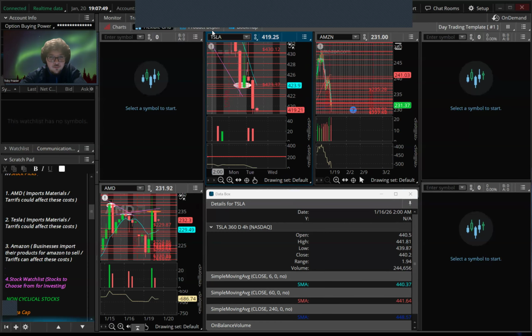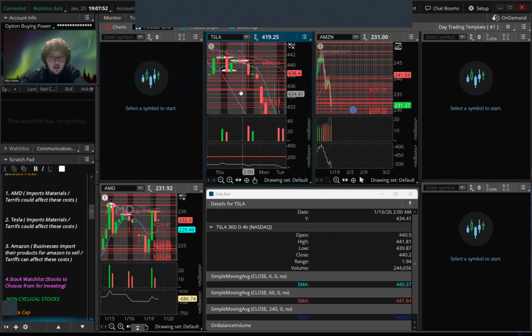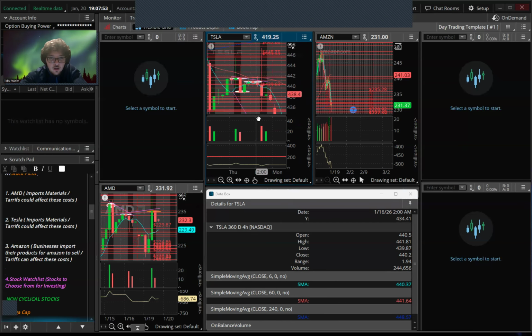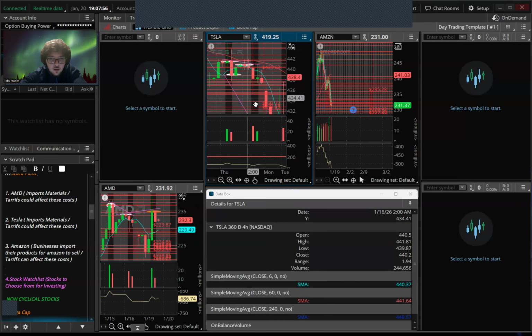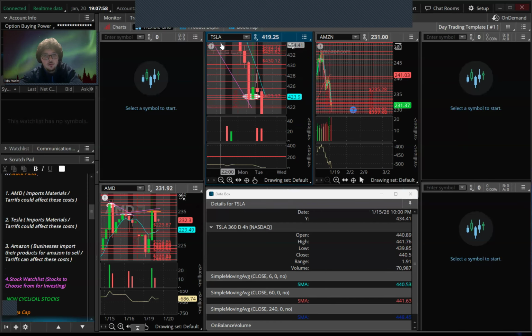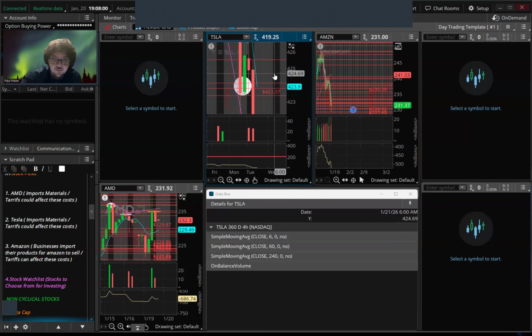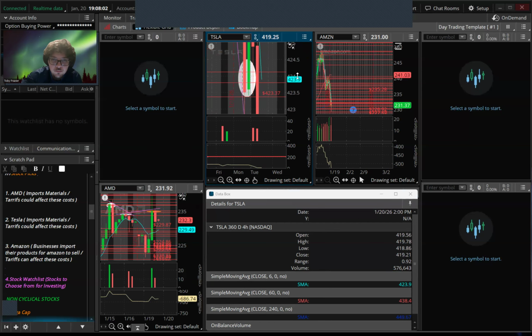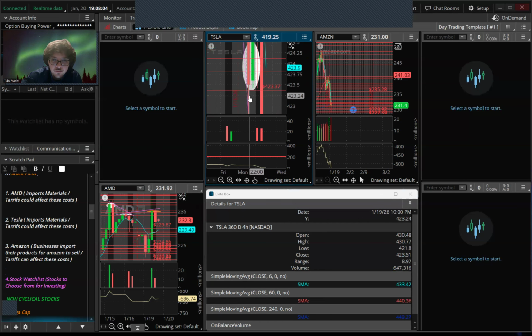We have a lower low, lower high, lower low. So we have a lower low. Close at 51 cents. Now open at 60.